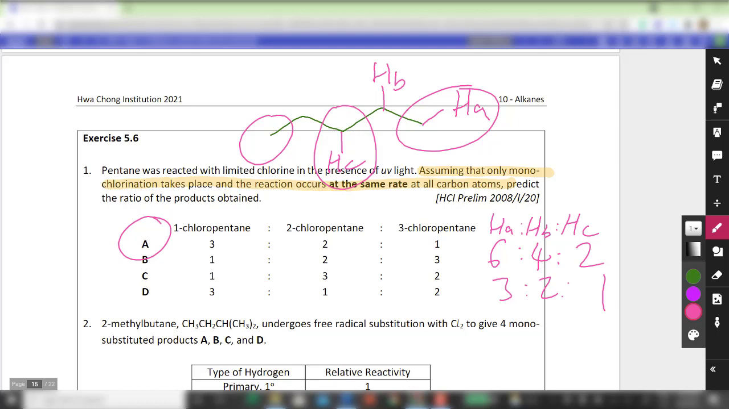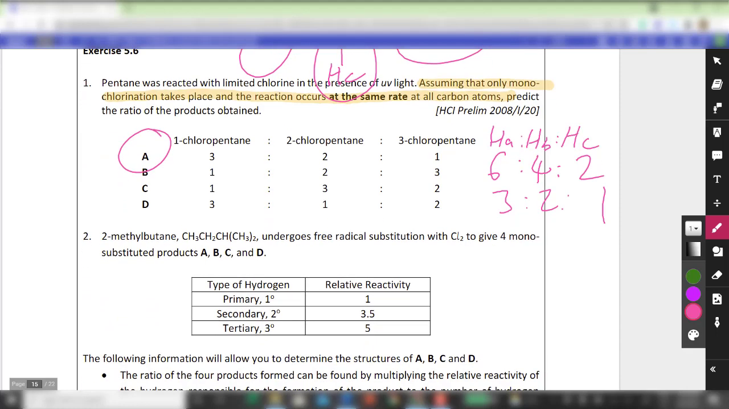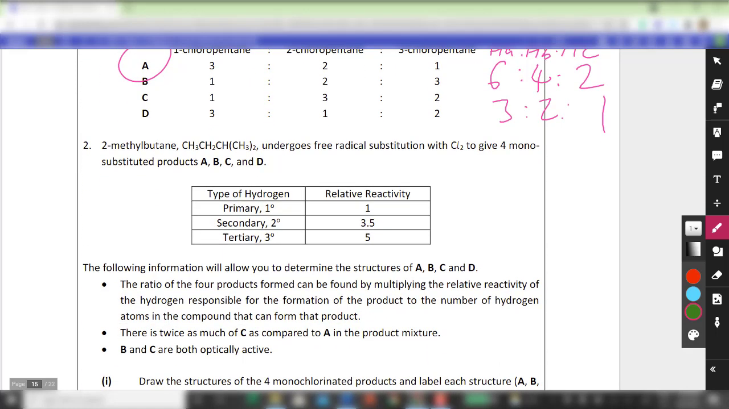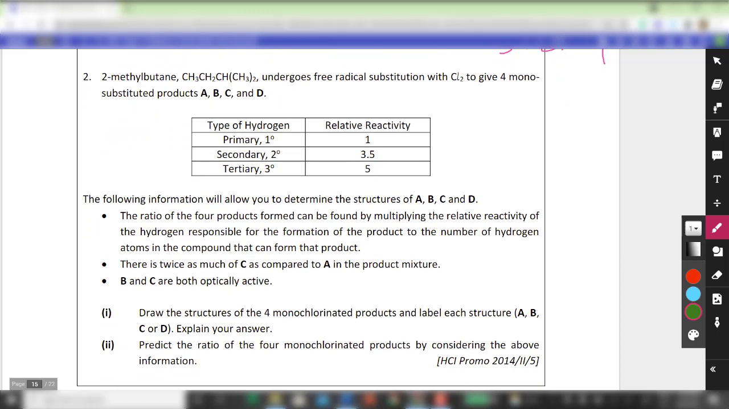But of course, in reality, the product is not 3:2:1 because there is still the stability of the radical at play. Next we'll look at question 2. You are being given 2-methylbutane, and you are told that it undergoes free radical substitution to give 4 monobrominated or monosubstituted products, A, B, C, and D.